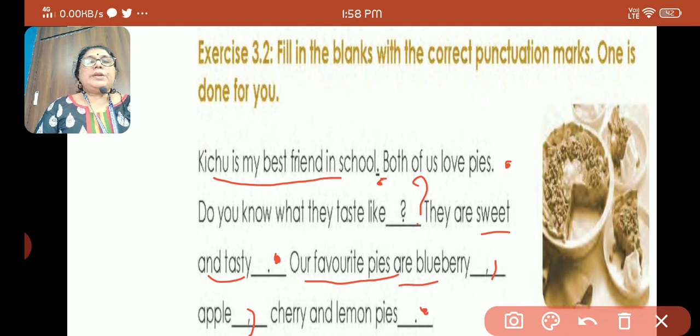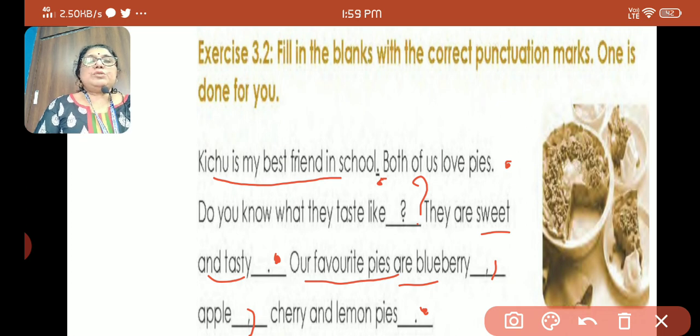Right. So got it, children? After Kichu is my best friend in school, we put a full stop. Both of us love spice, full stop. Do you know what they taste like is a question, so we end the question with a question mark. They are sweet and tasty, a full stop. Our favorite pies are blueberry, comma, we are listing out things, so the different favorite pies which they like: blueberry, apples, comma, cherry and lemon pies. So we have listed the different types of pies.